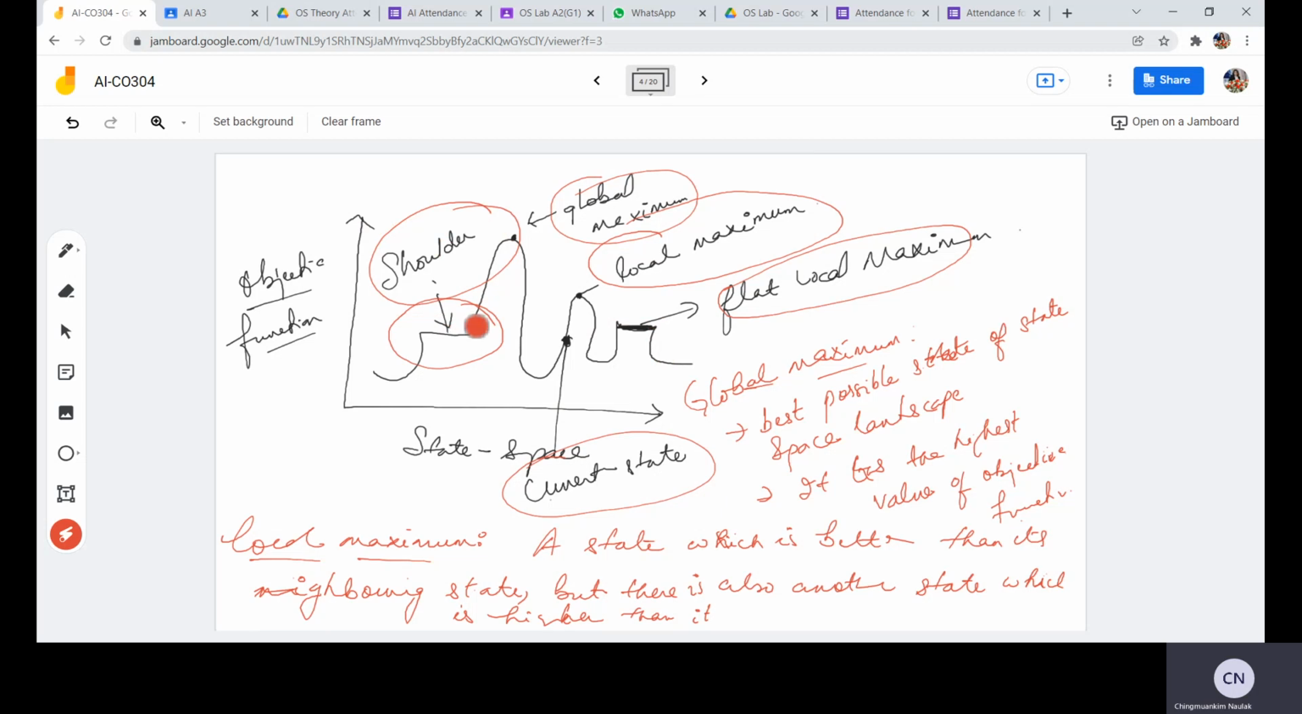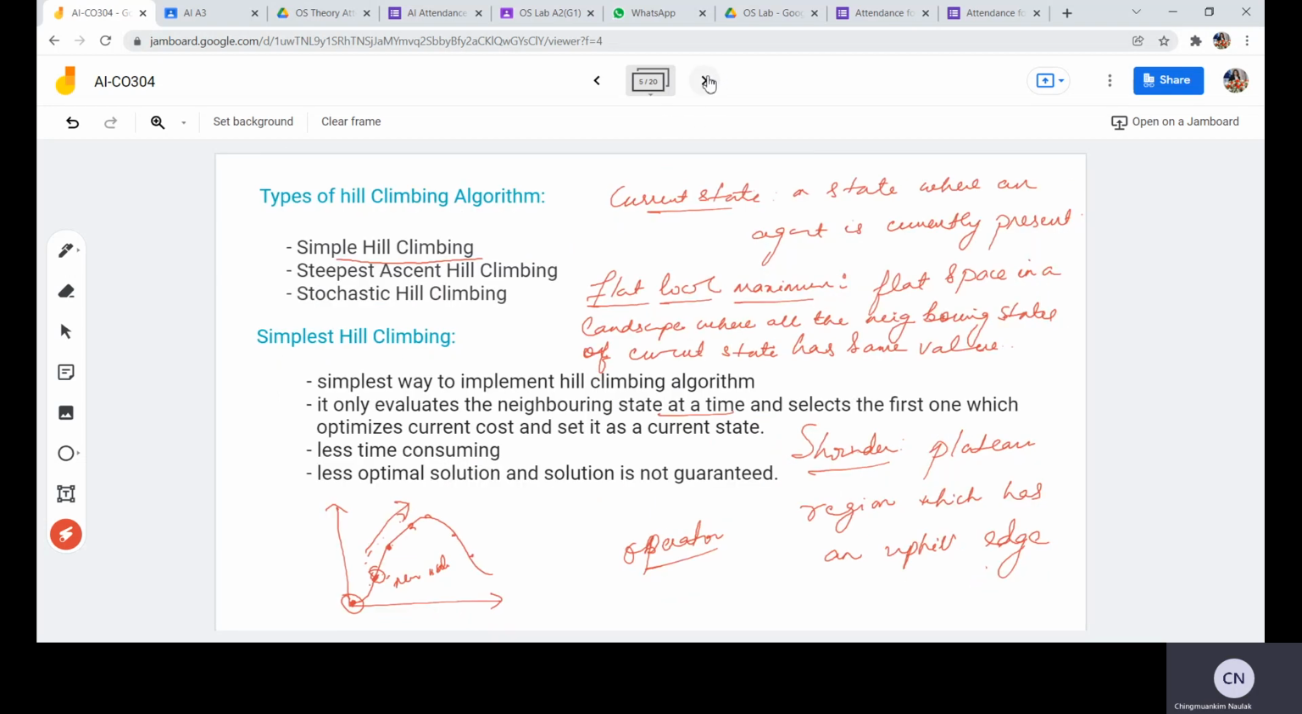Now we have different types of hill climbing technique, as I can see it on the screen. One of our hill climbing techniques is simple hill climbing, and the second type is steepest ascent hill climbing, and the third type is stochastic hill climbing. Today we will do a little bit about simple hill climbing and steepest ascent hill climbing.